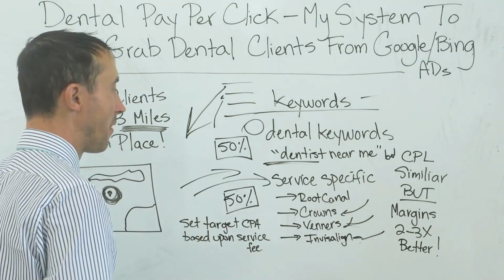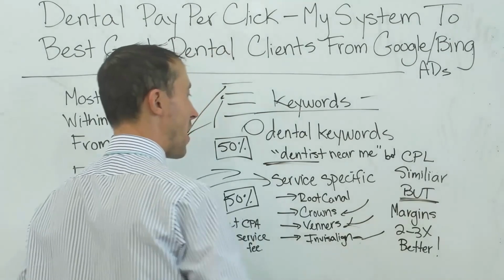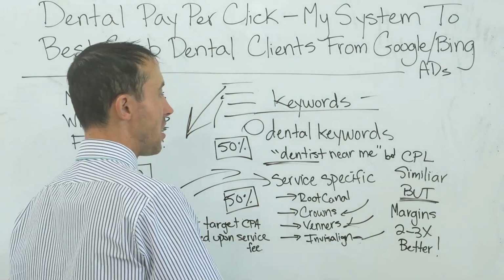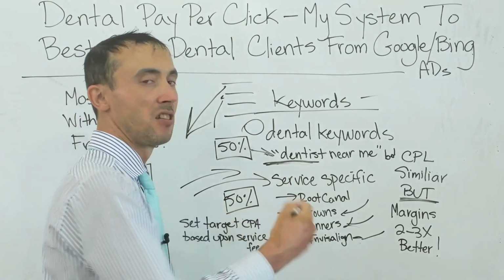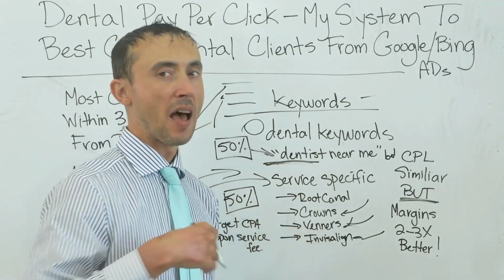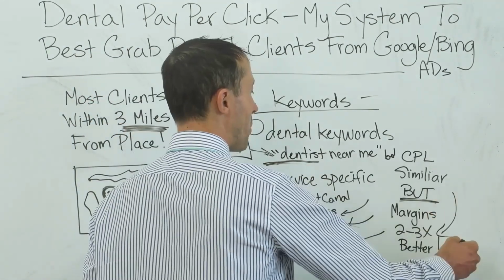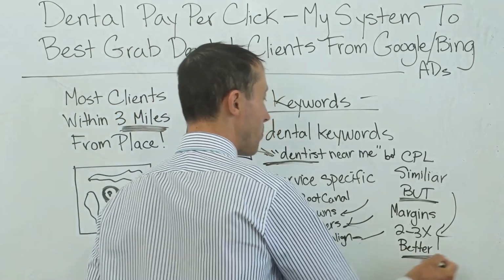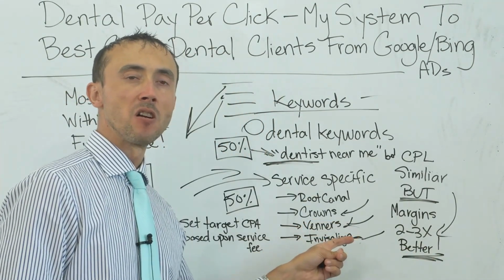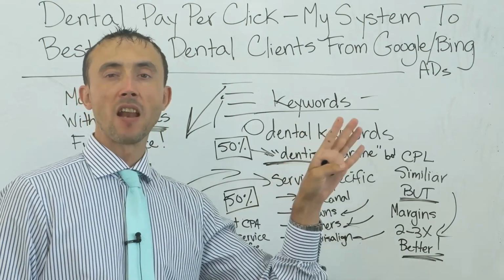Knowing all that, your cost per lead, that is what you're paying to get a call or a clinic visit, is going to be similar regardless of whether they're searching generally, like a dentist near me, versus crowns near me. That is going to be the case for what you're doing. But your margins, however, are going to be 2 to 3 times better on the service specific keywords than they are on the general searches. And the reason for that is pretty obvious.